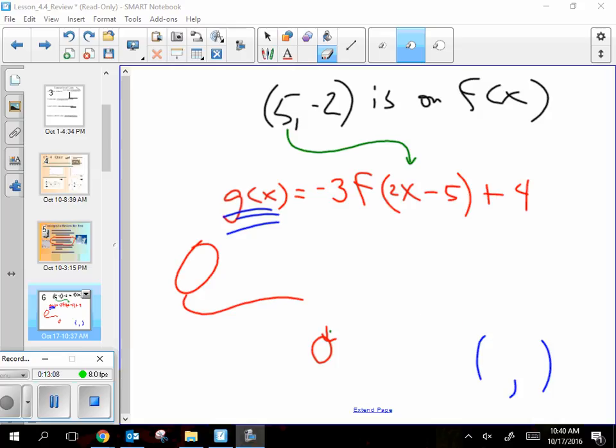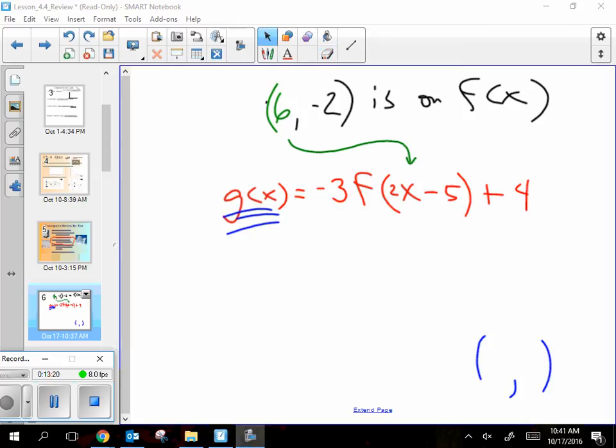So I'm going to change it so I can tell who knows what they're doing and who doesn't. Would you please change this to a 6? Everything else is the same. That'll give you a new x value. And I want to see who knows how to do it the right way. 6 comma negative 2 is your new starting point. What would the ending point be? I'll pause while you try that.